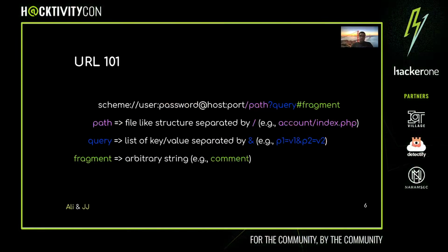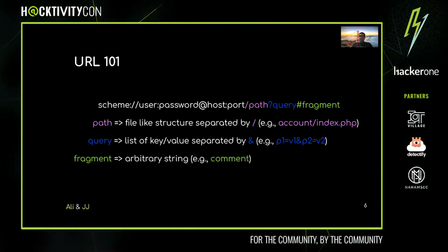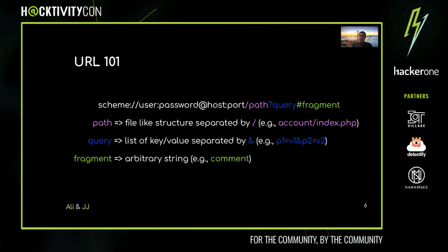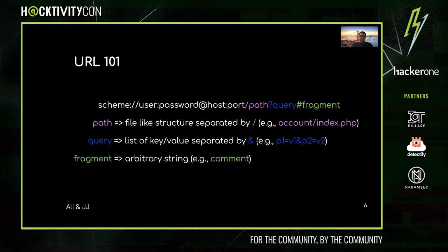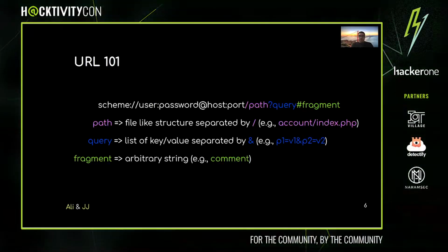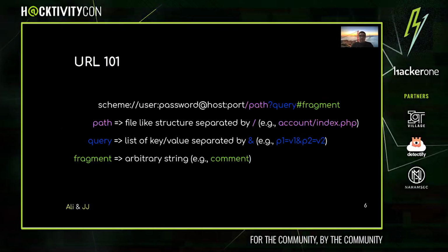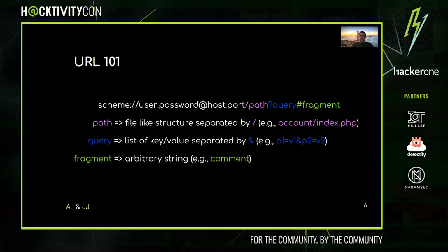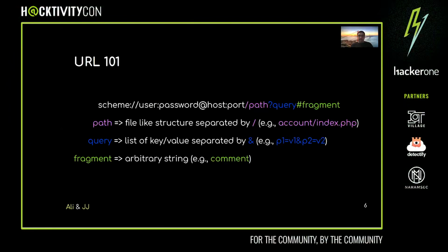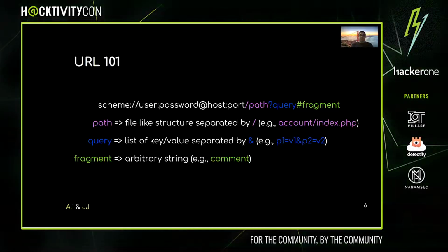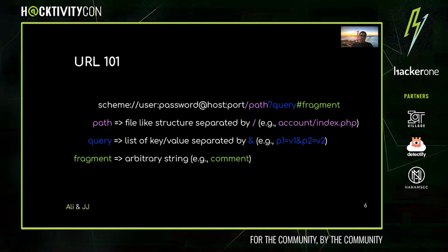Since the URL is used as the main way the different components communicate with each other, we're going to go quickly over the different components in the URL. The URL has a couple of different components, but the ones we are focusing on are the path, the query, and the fragment. The path is a file-like structure separated by slashes. The query is a list of key-values separated by ampersands, and the fragment can be an arbitrary string used at the end of the URL.